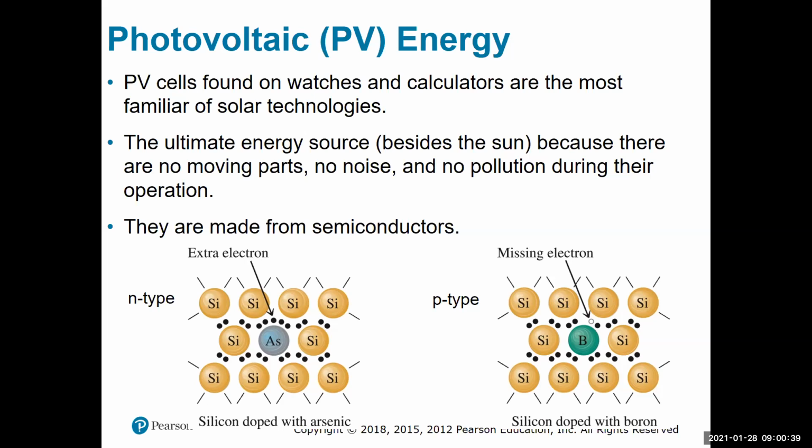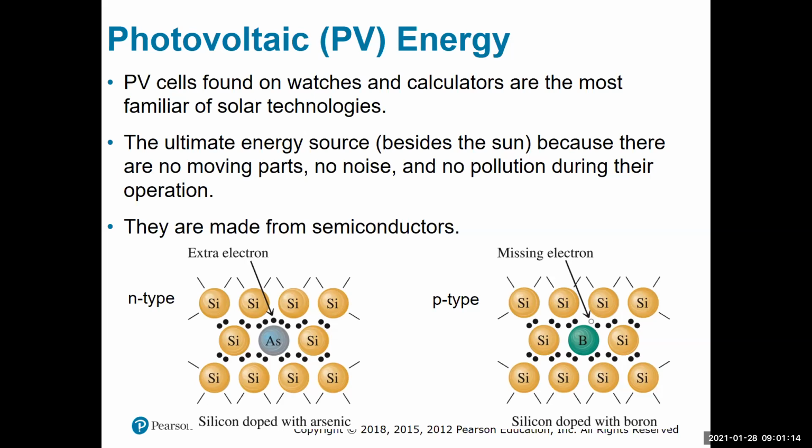On these drawings that we have here, in this case, it's silicon and arsenic, all right? The arsenic brings an extra electron into the situation, and so that's an N-type doped semiconductor. On the right-hand side, we have a P-type, and in this cartoon, we see the boron here in the middle, and boron has one less electron, and so we see a gap there. That's that hole, so to speak.